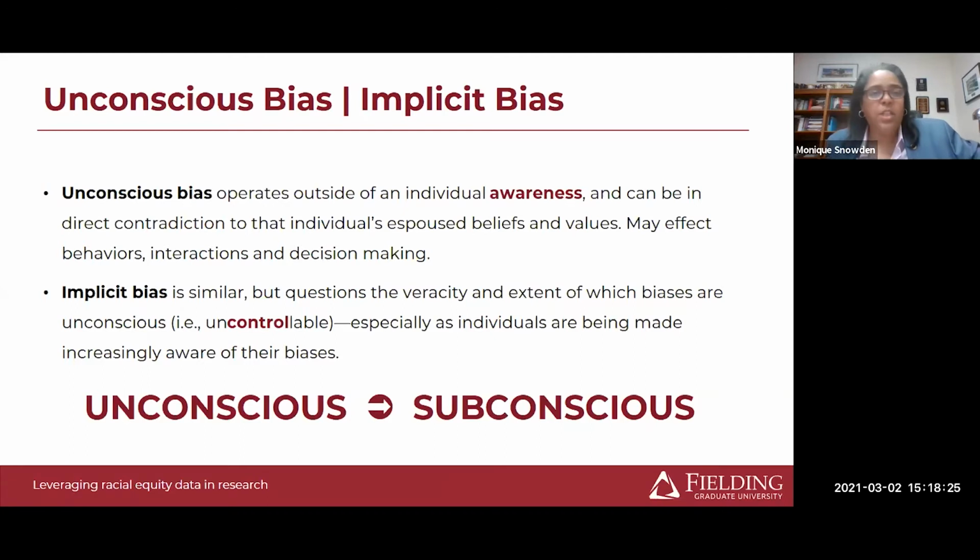So let's move to unconscious bias and implicit bias. Looking at these headlines, there's this notion of unconscious bias, right? Unconscious bias is when you're operating outside a certain awareness, and this unawareness could be in direct contradiction to what you actually believe and what your values are, and it may affect your interactions and decision making in various aspects. Now we move to implicit bias, moving into more of that subconscious state where you have an awareness, but it isn't always top of mind, right? It's sort of subverted, underneath the surface.